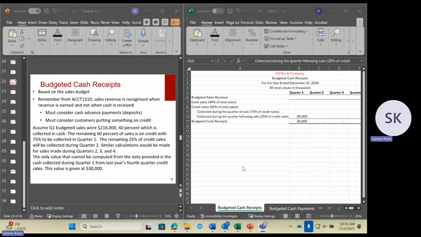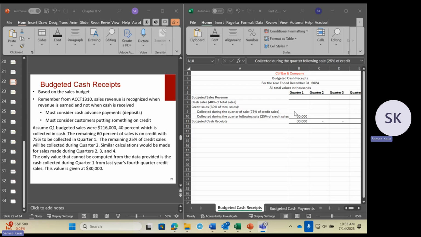Welcome back to the second part of chapter 8. If you'll remember, we worked through the operating budgets in our last video. So operating budgets are prepared for a period in time. So those are going to be our income statement, which is ultimately aggregated from all of these other budgets that we prepare first. So we have to start with our sales revenue.